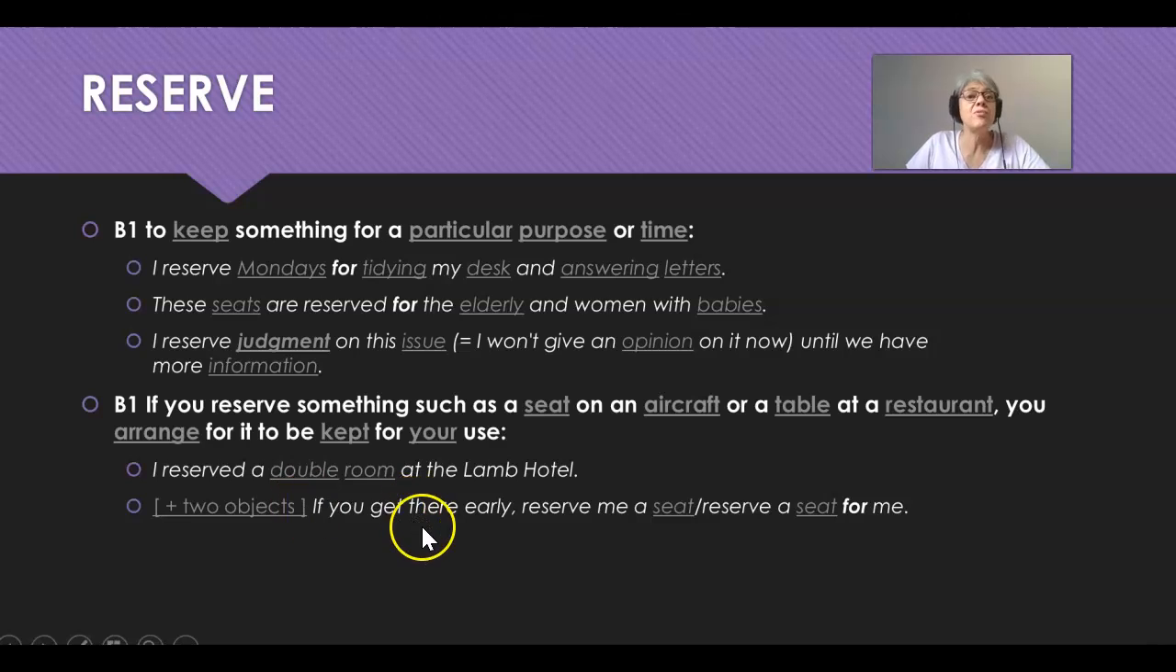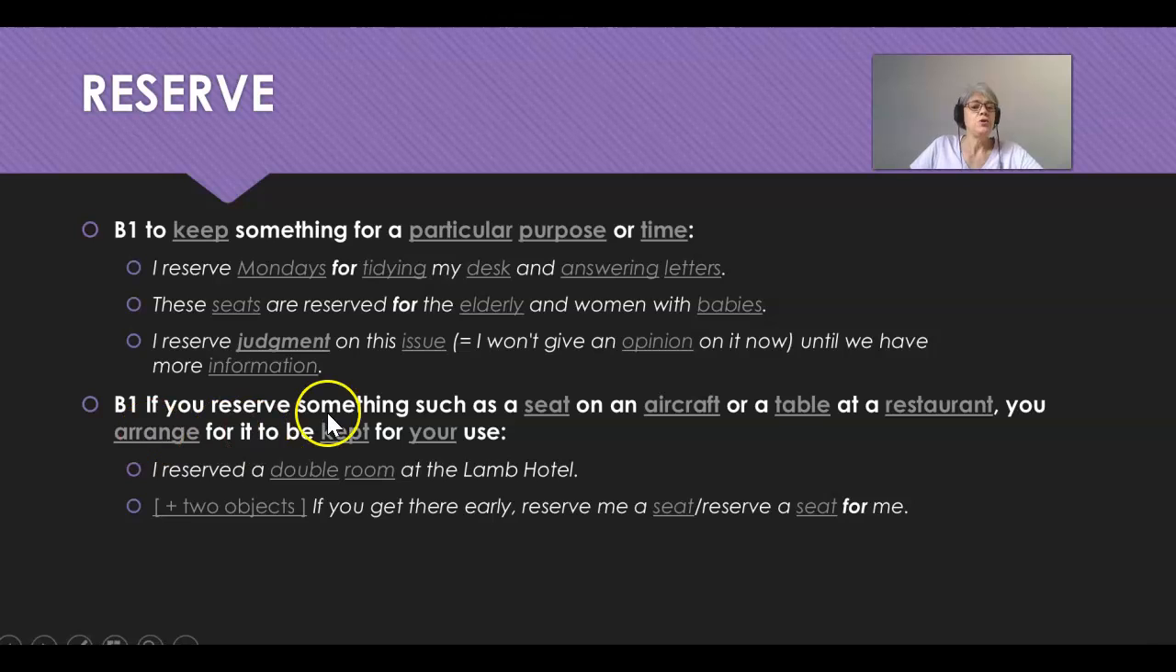Now let's look at reserve. To keep something for a particular purpose or time. It's very different, isn't it? Reserve Mondays for tidying your desk. Reserve seats for the elderly on the bus.